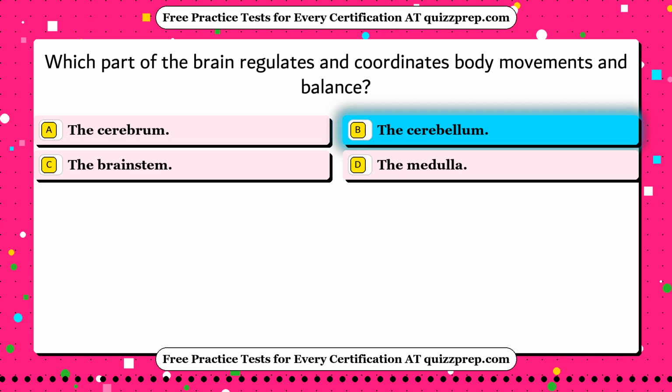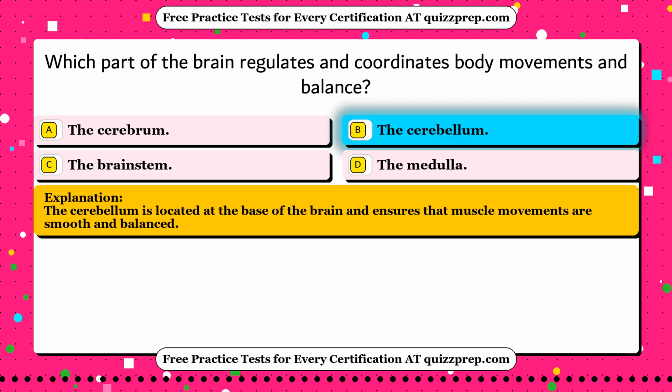The correct answer is option B. The cerebellum. The cerebellum is located at the base of the brain and ensures that muscle movements are smooth and balanced.